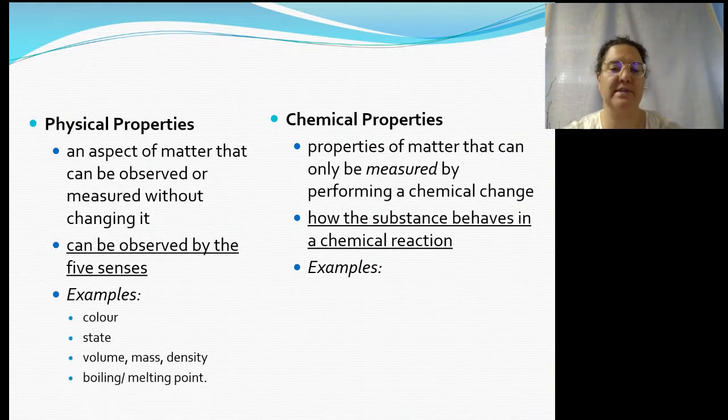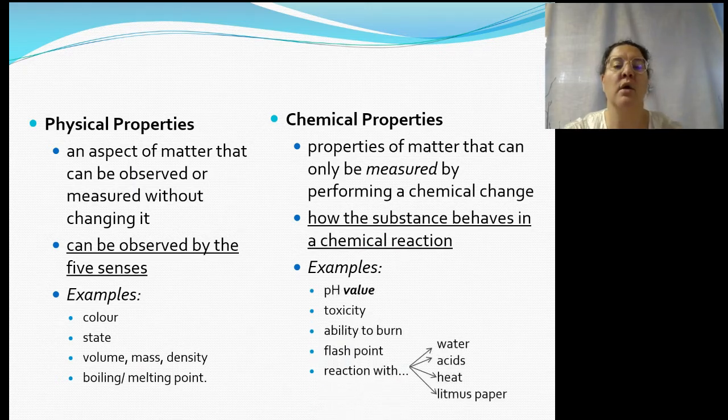So some physical properties include the color, the state, is it a solid, liquid, or gas, its volume, mass, or density, so we can weigh it, we can see if it floats, and then its boiling and melting point, because those changes of state don't actually affect the element. Examples of chemical properties include the pH value, the toxicity, its ability to burn, and its reaction with water, acids, heat, and/or litmus paper.